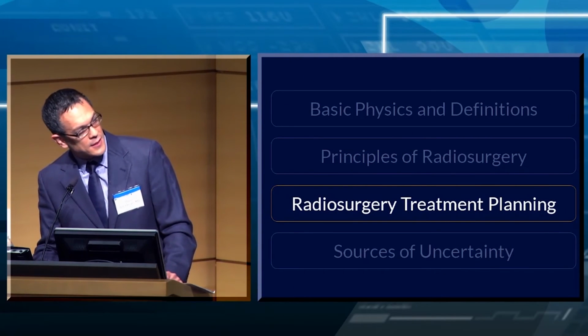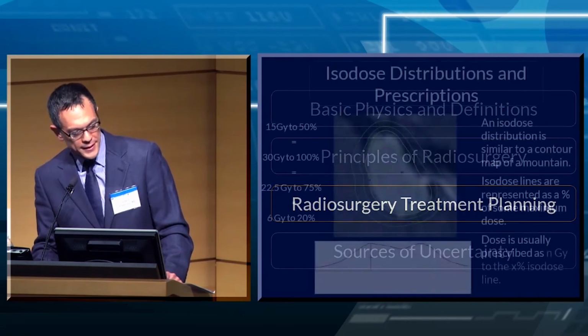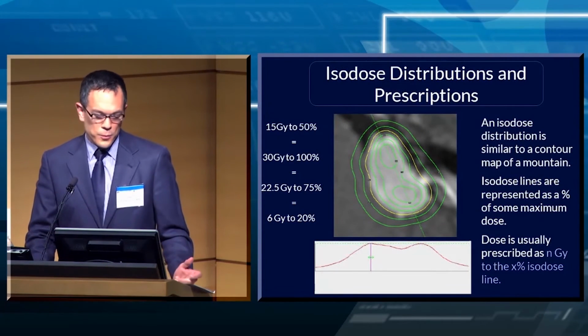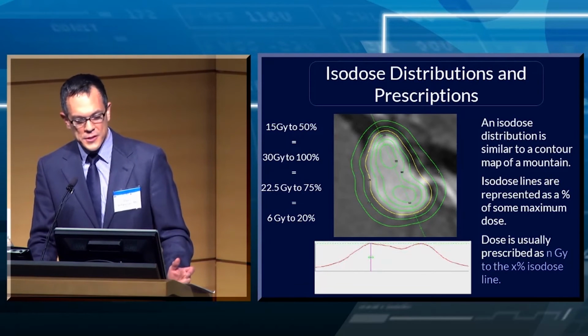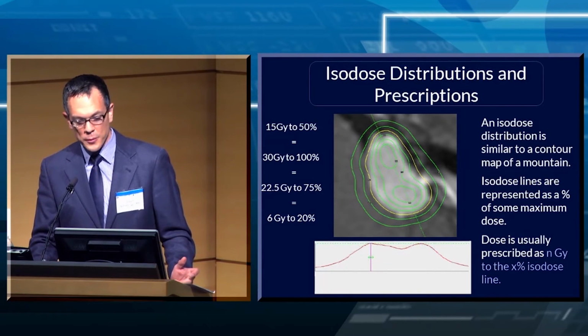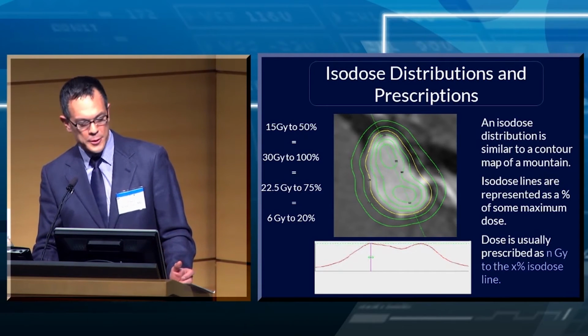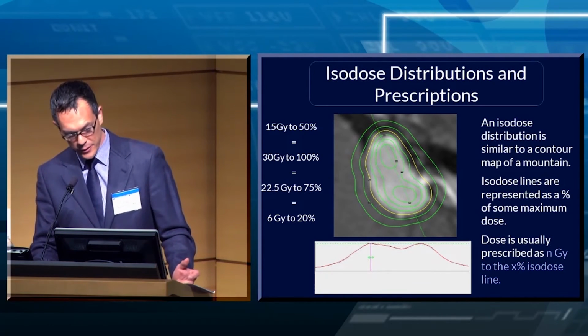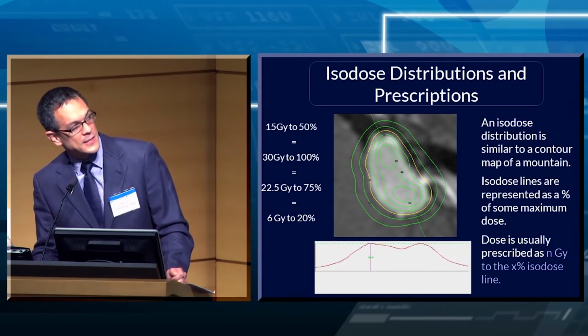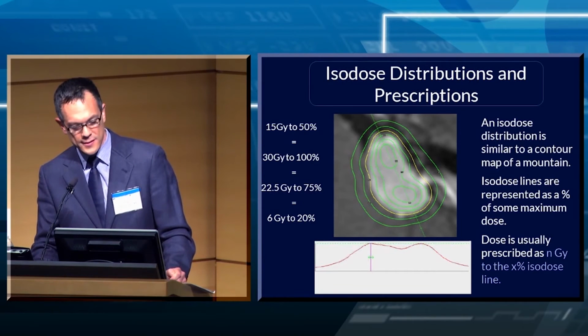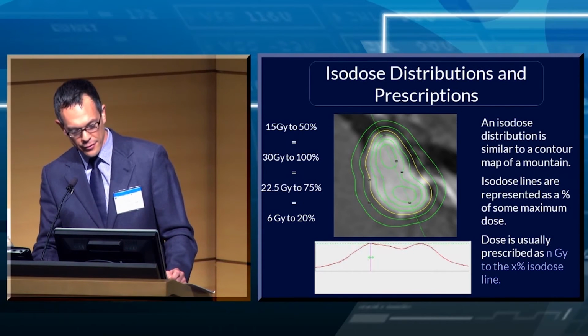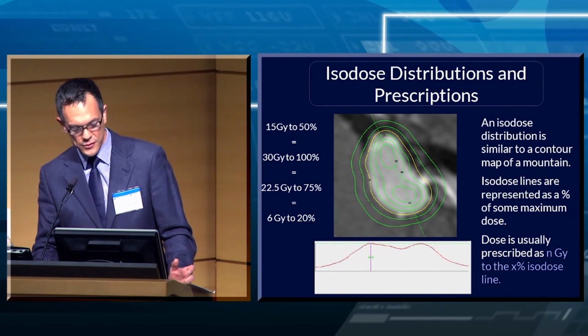So now let's move into radiosurgery treatment planning a little bit. One basic concept you have to understand before you can understand treatment planning is what we mean when we say an isodose distribution. So when you make a radiosurgery treatment plan, you're basically creating one of these isodose distributions. The best way to think about it maybe is that it's just like a contour map of a mountain where each of these lines is a location of equal dose. And you can see if you draw a profile through this isodose distribution, you get what looks kind of like a mountain.